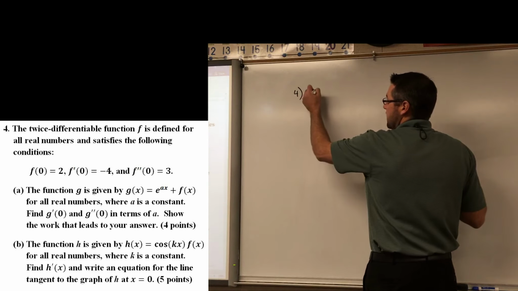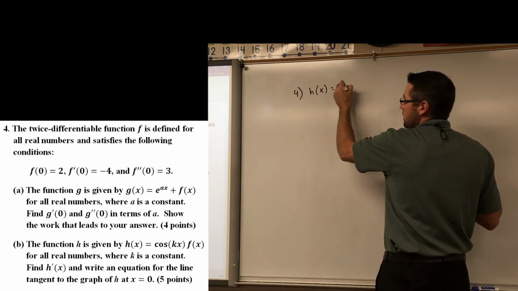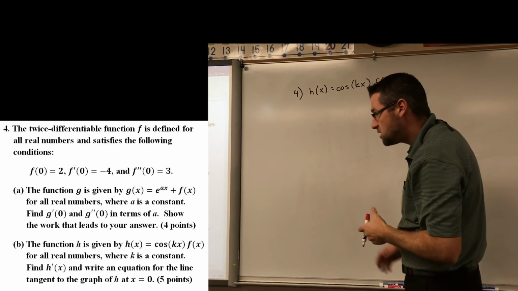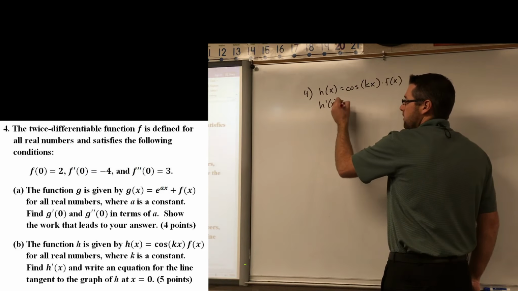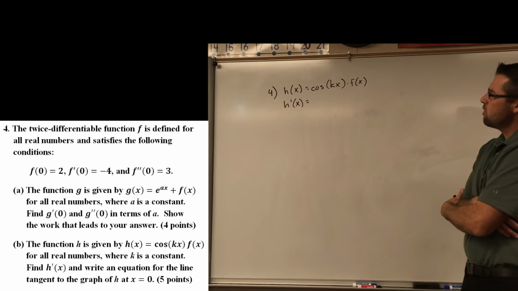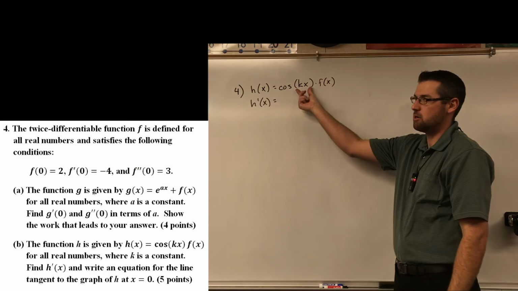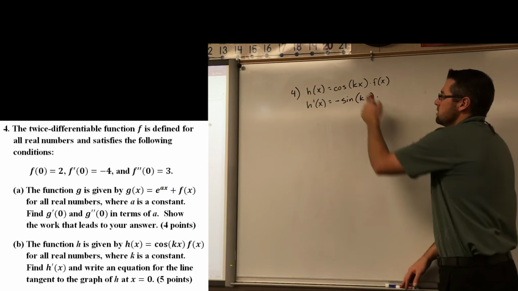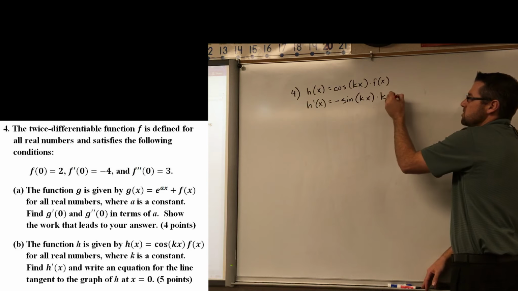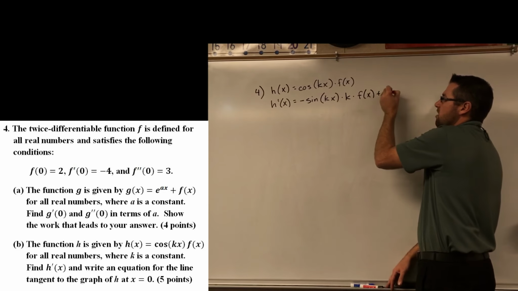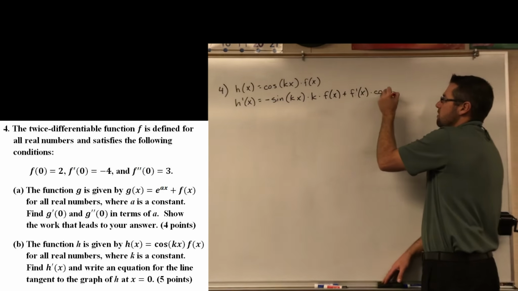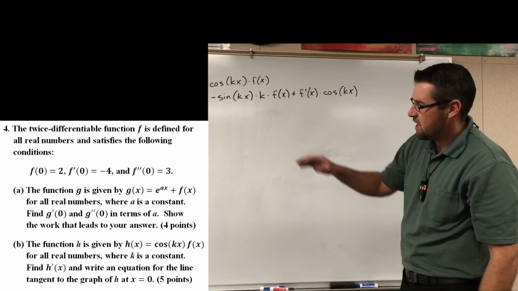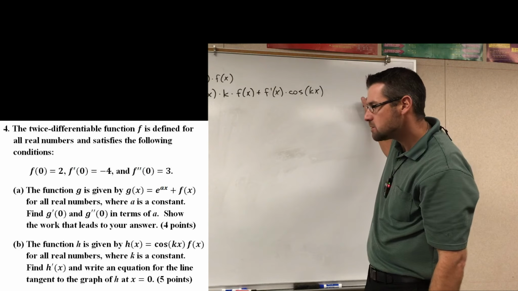So we've got h of x equals cosine of kx times f of x. It says find h prime of x. K is a constant. So what rule am I going to use? Product here, chain here. What's the derivative of cosine? Negative sine of kx times the derivative inside, which is k, times f of x, plus f prime of x times cosine of kx. There, I did it. This is worth 5 points.